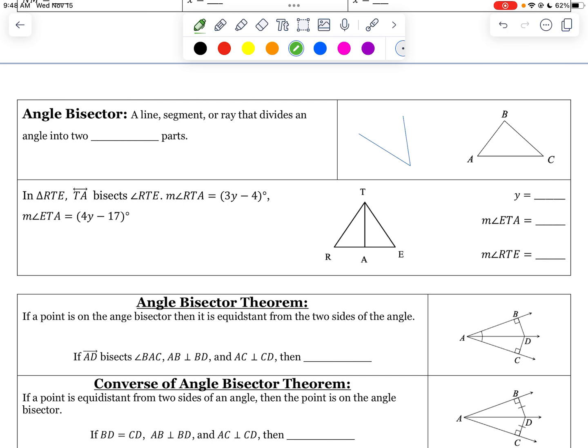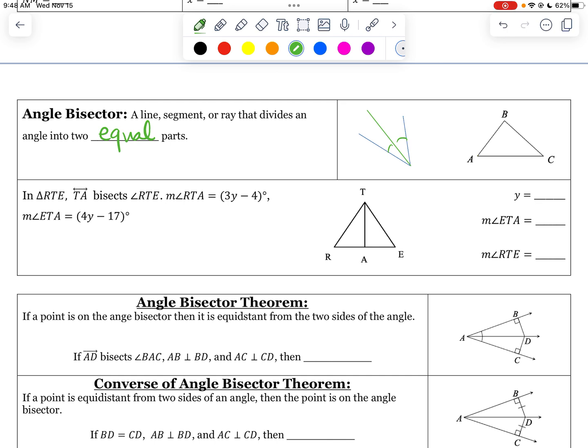So it is a line segment or ray that divides an angle into 2 equal parts. We know this. We've done this before. So an angle bisector is going to cut an angle in half, which means one part is going to be equal to the other. An angle bisector can divide an angle in 2. So I can have as many angle bisectors here as I want.